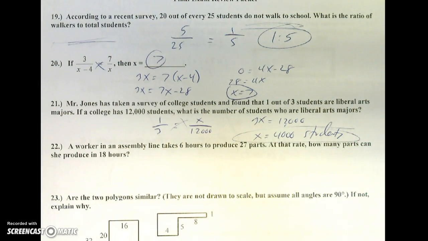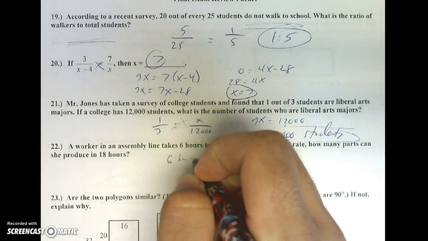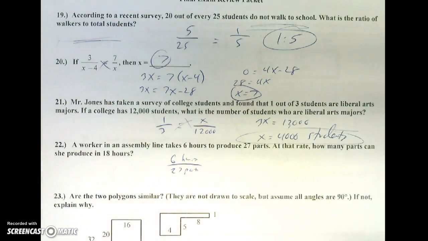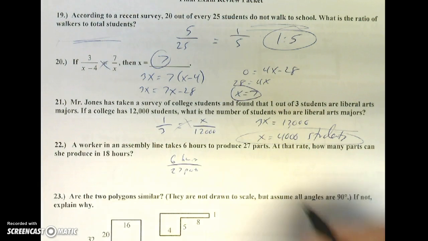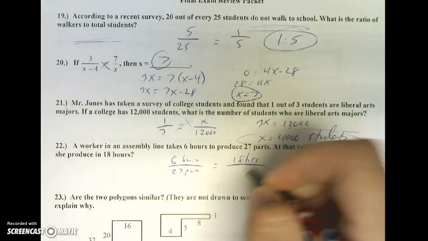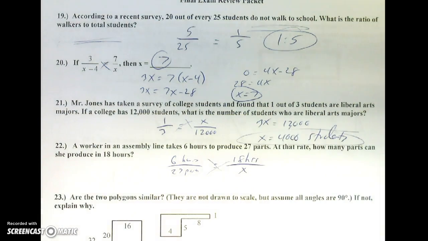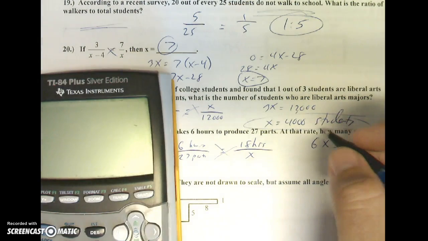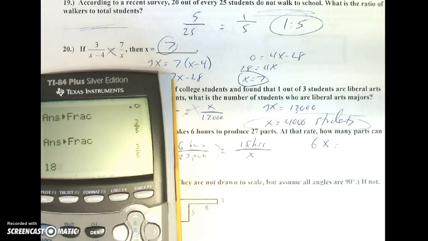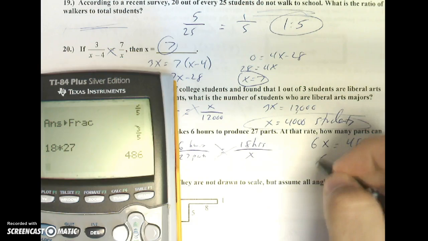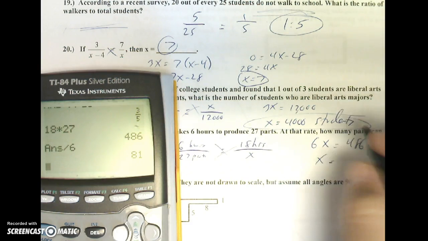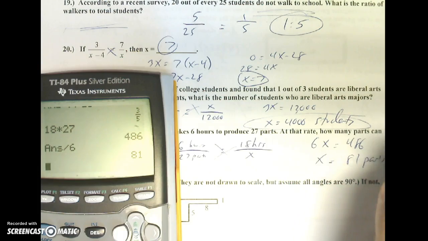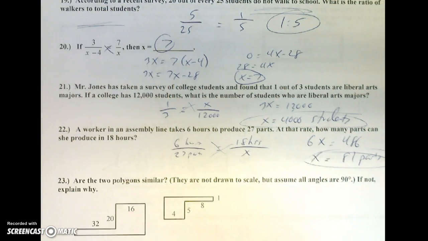Okay, very good. A worker in an assembly line takes 6 hours to produce 27 parts. So 6 hours, 27 parts. At this rate, how many parts can she produce in 18 hours? Well, 18 hours over x parts. Cross multiply. We get 6x equals 18 times 27. So off the top of my head, I do not know. 486. Divide both of them by 6. We get x equals 81 parts. Which should make sense because the more hours you have, the more parts you can create.